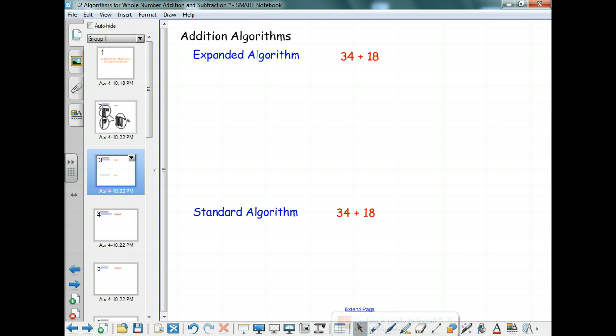Expanded algorithm and standard algorithm. Now, standard algorithm is the one you know, but I want to show you why you know it works based on the expanded algorithm. And there are 2 ways to do the expanded algorithm. All right, so one way to do the expanded algorithm, again, 34 and 18, just like on the previous slide, is to think of 34 as 30 plus 4.